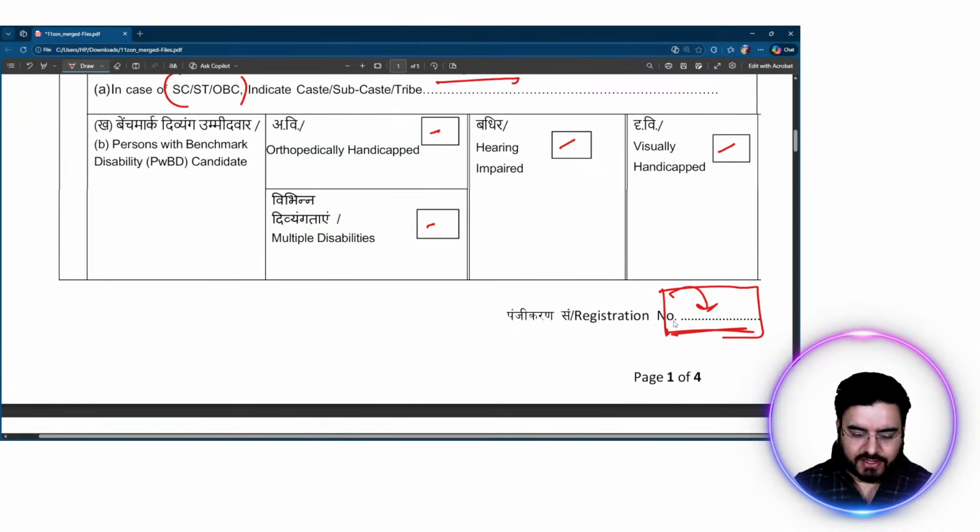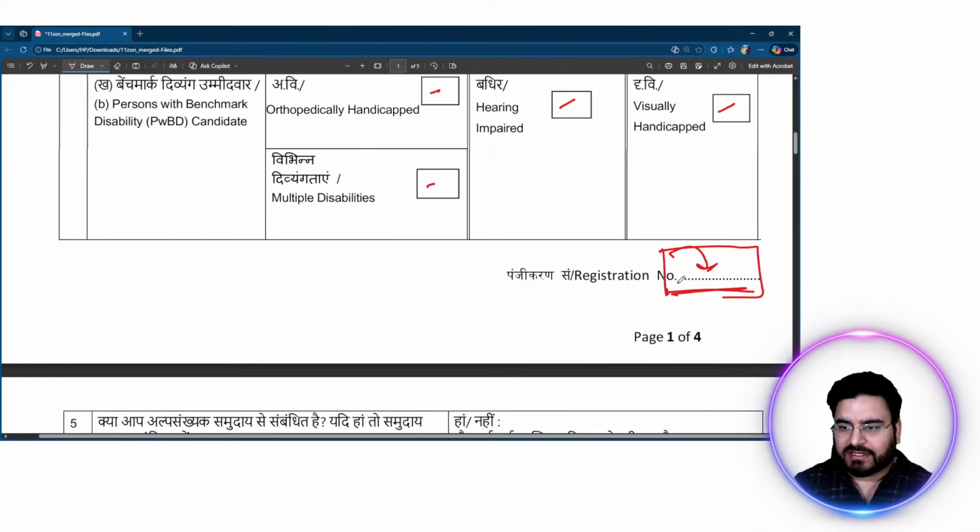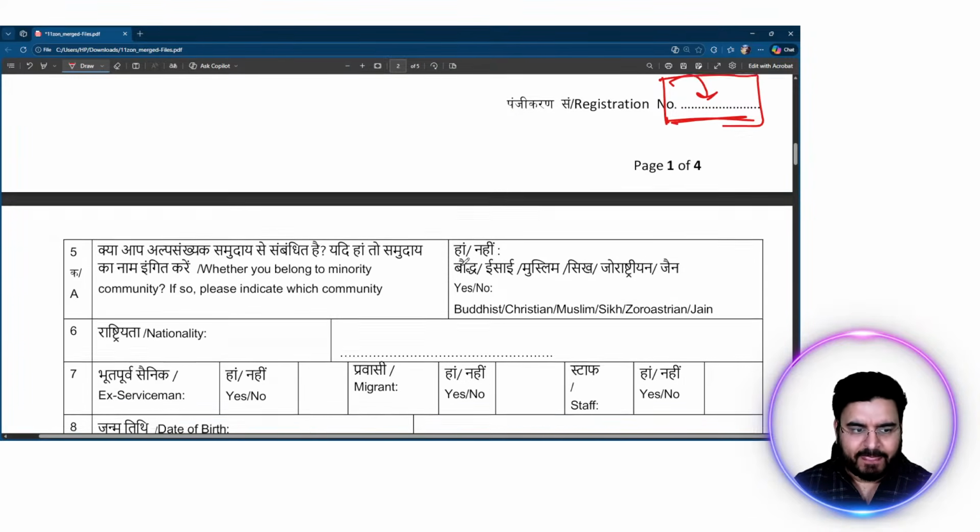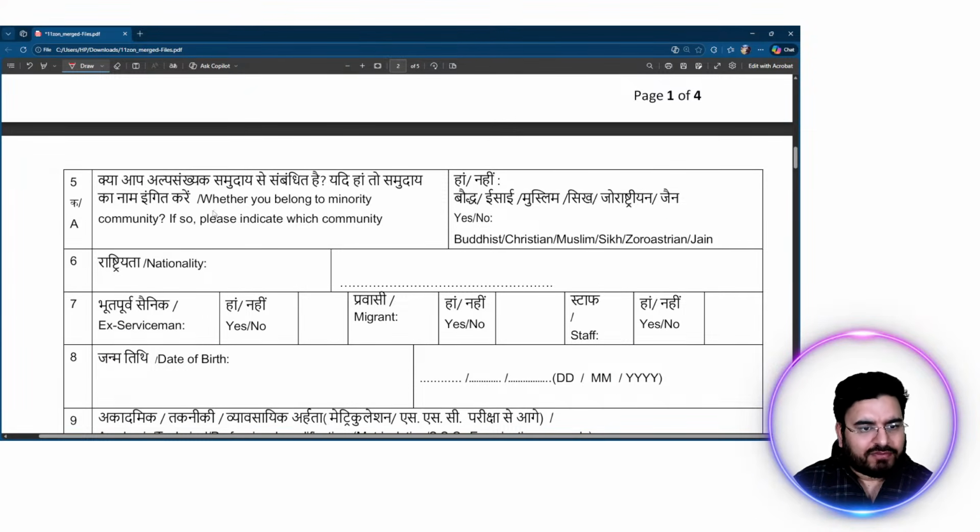Okay, you have to write it down. I've seen many students, because it is at the end of the page, they generally skip this thing. Don't do that. Then, guys, which minority community do you belong to? If so, you have to mention, okay, whether you are a Buddhist, Christian, Muslim, Sikh, Zoroastrian, or Jain, right?